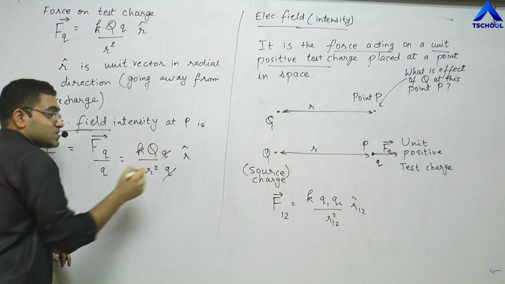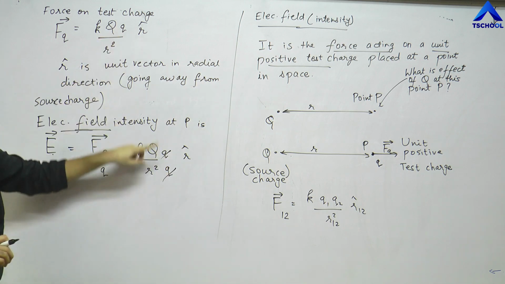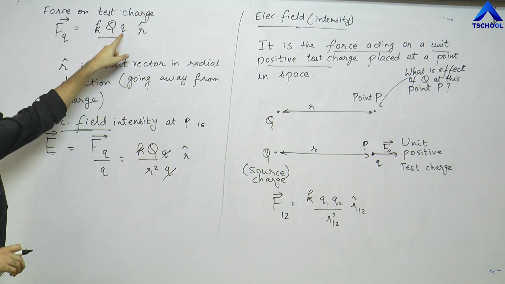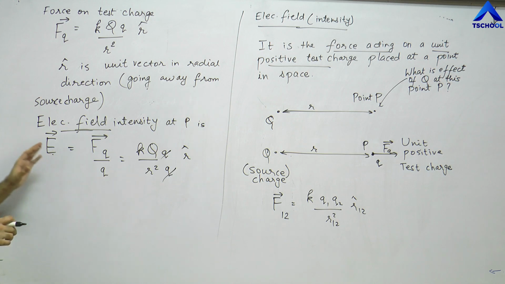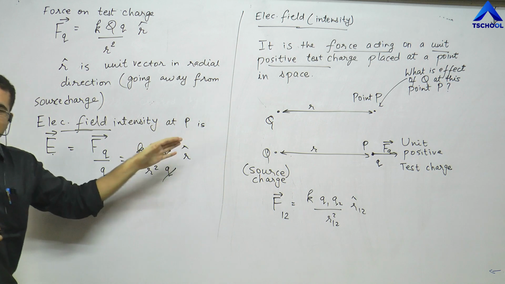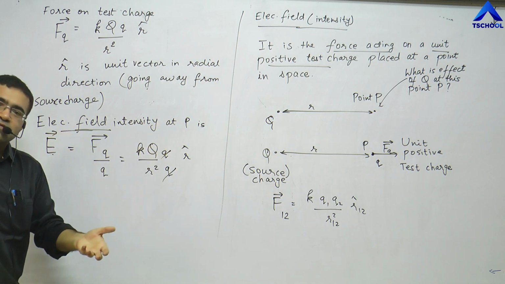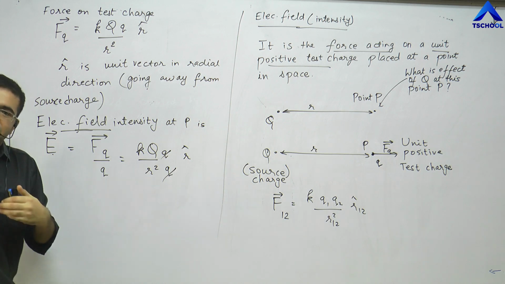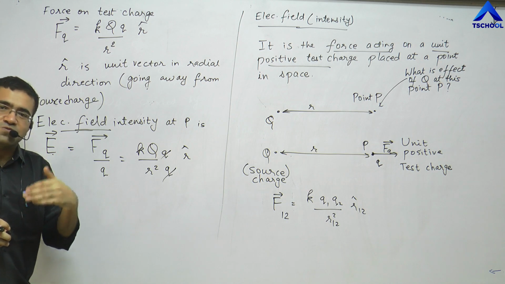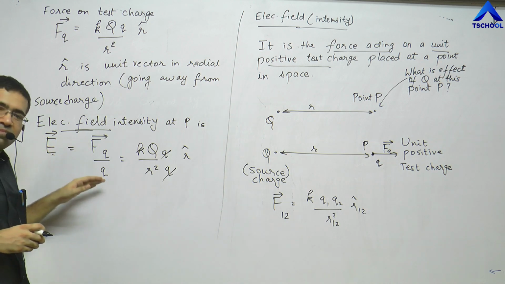So what this means is, effectively we have put q is 1, right? If you put q equal to 1 over here, you still get the same thing. So you can also say that the electric field intensity at a point in space is the force acting on the test charge divided by the magnitude of the test charge, that is F_Q vector by q.